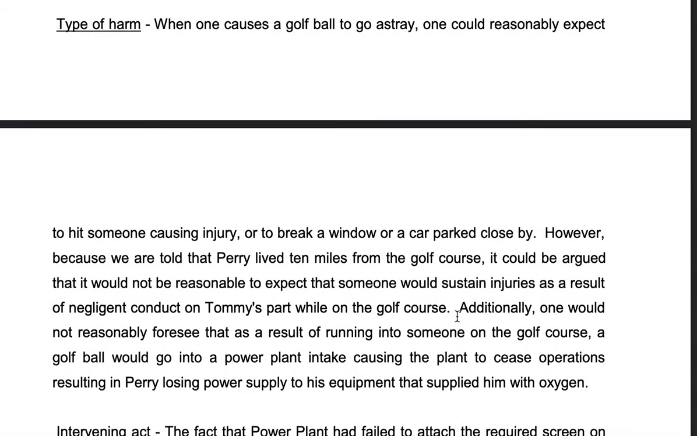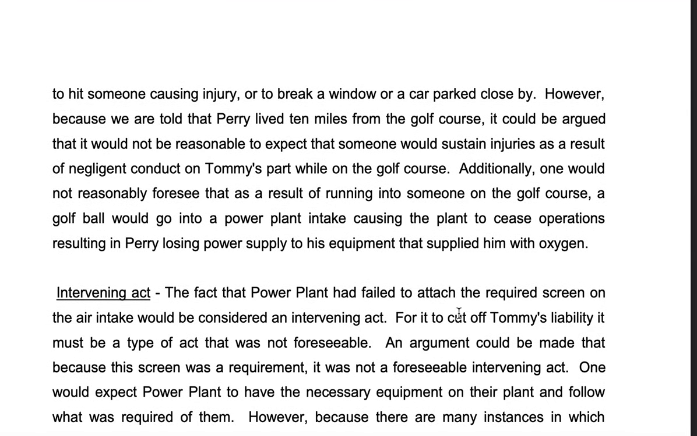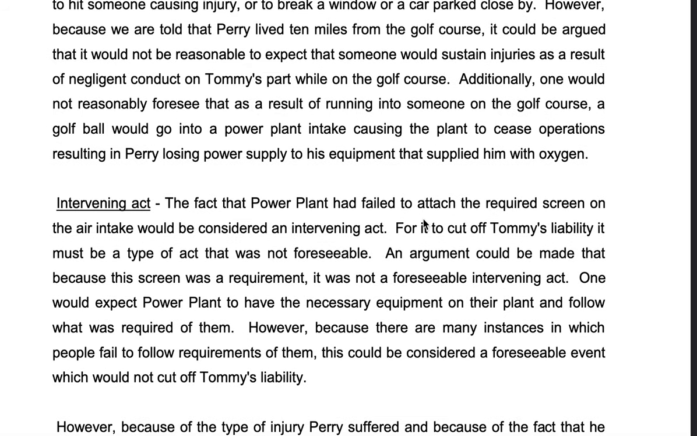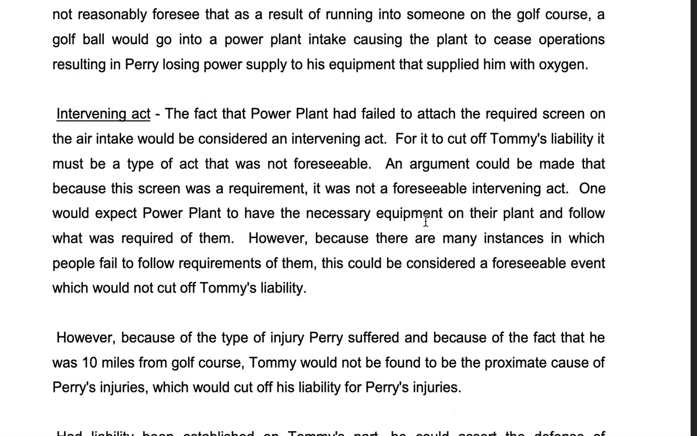However, because we are told that Perry lived 10 miles from the golf course, it could be argued that it would not be reasonable to expect someone to sustain injuries as a result of negligent conduct on Tommy's part while on the golf course. Additionally, he would not reasonably foresee that as a result of running into someone on the golf course, a golf ball would go into a power plant intake, causing the plant to cease operations, resulting in Perry losing power to his equipment that supplied him with oxygen.